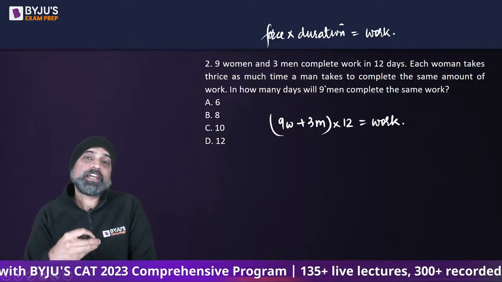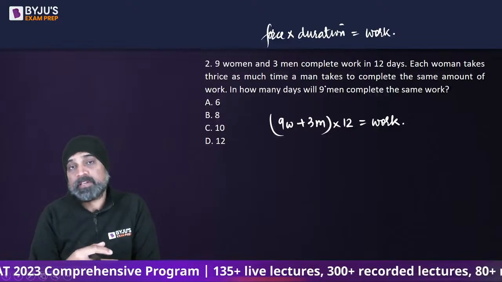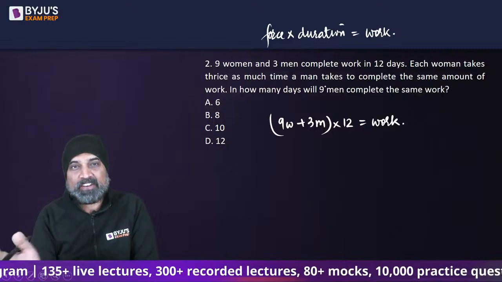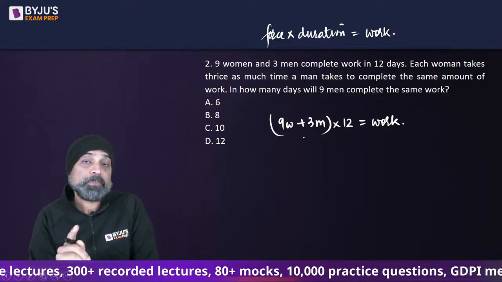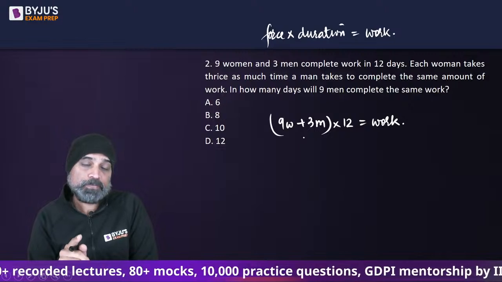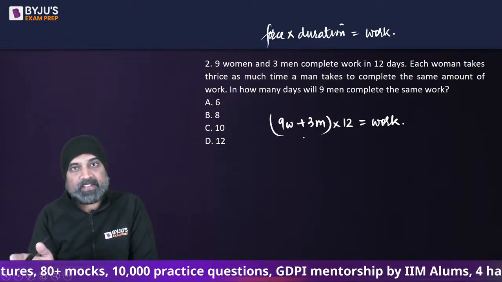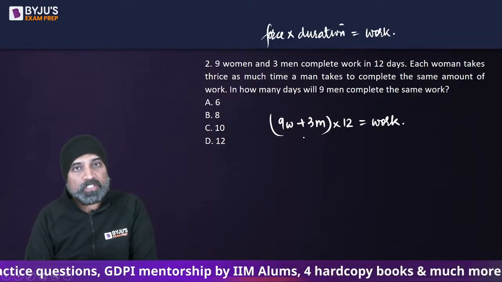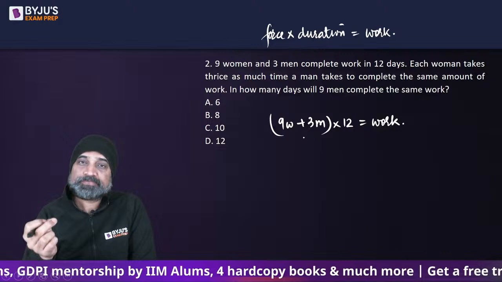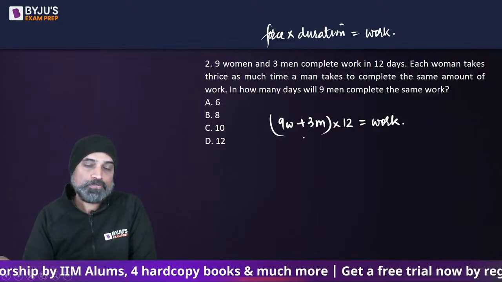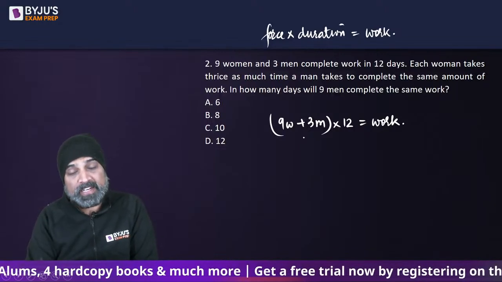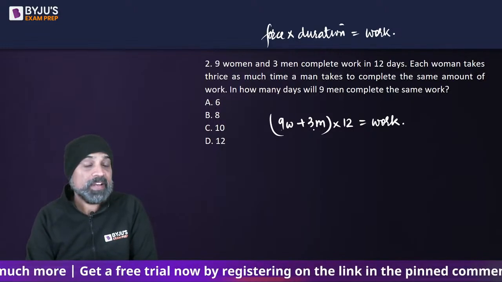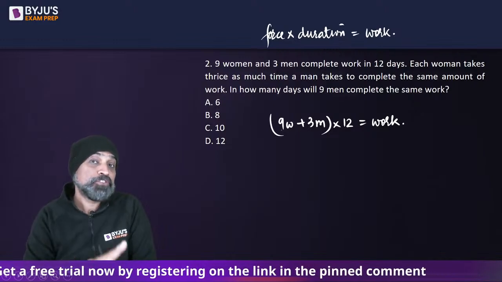Now the workforce can be just one type of people, or it can be different types of people or different groups of people. Here we have 2 groups, the men and women groups. Here W and M represent the efficiency of each of these people. One woman completes W units of work in a day, and every man completes M units of work every day. That's what W and M stand for. It's not the number of women and men. The number of women and men are 9 and 3. W and M here stand for their efficiencies.